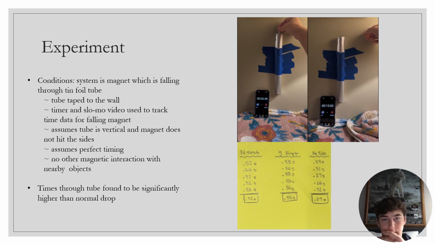As you can see, the time through the tube takes a lot longer than it does just to fall normally, and that's backed up by the times here for the tube drops being about 0.53 seconds and the normal drop out in the air being about 0.29.